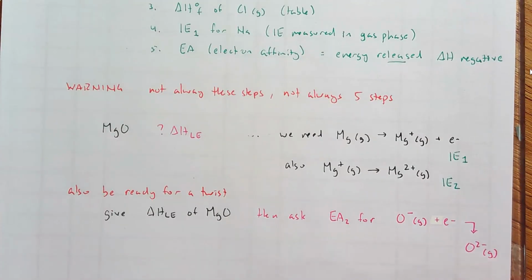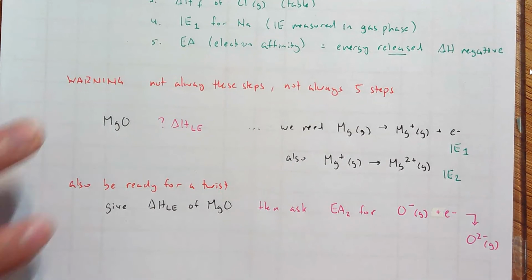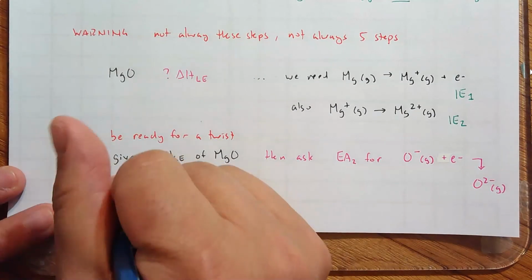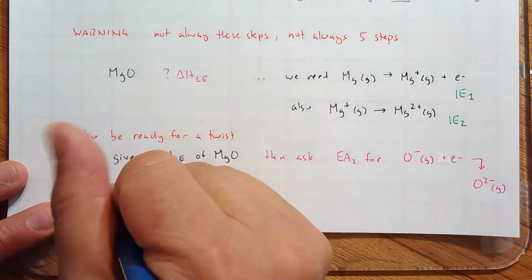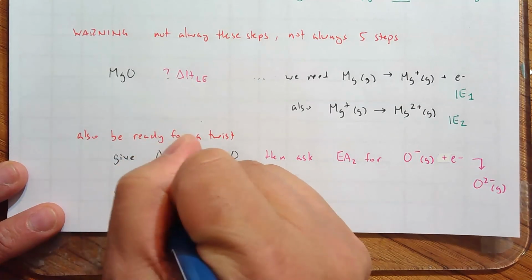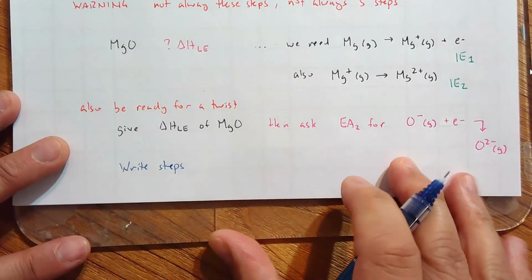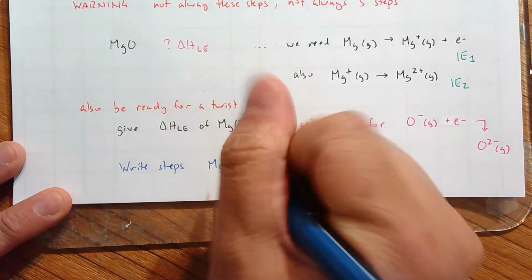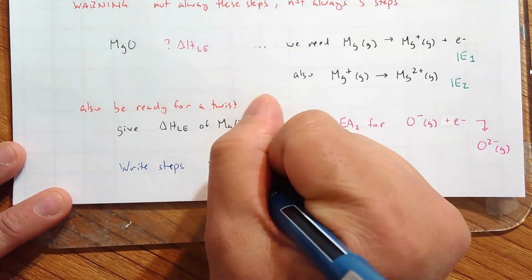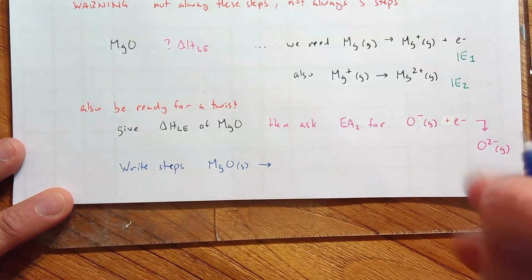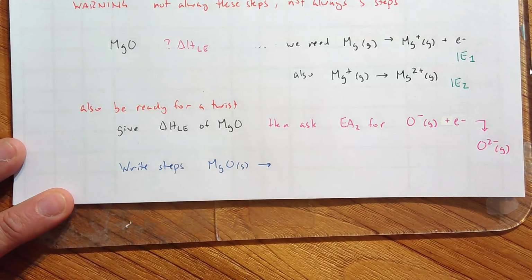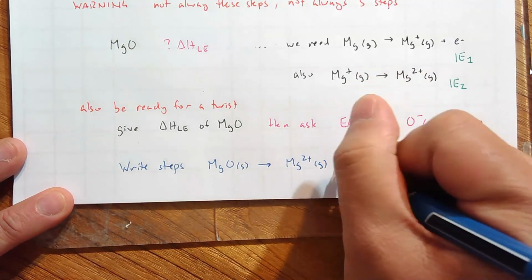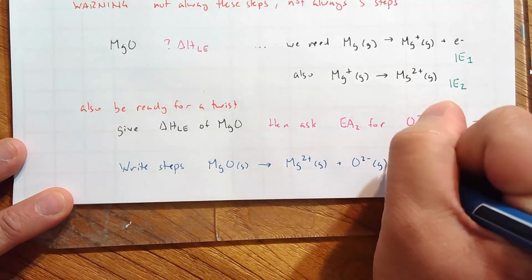Okay. I will let you be, but what you could do to practice is, why don't you write the steps, the individual reactions that, when added up, could give us the lattice energy for this reaction, MgO? Can you predict what I'm going to write? Lattice energy, break it up into its ions in their gaseous state. Mg2 plus gas plus O2 minus gas.